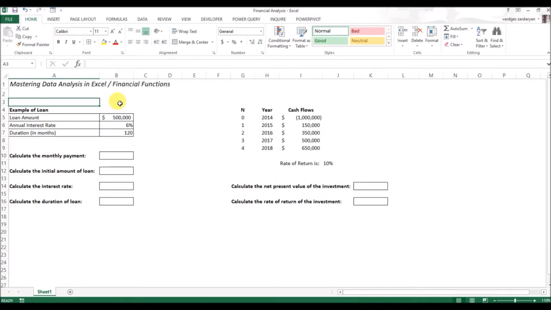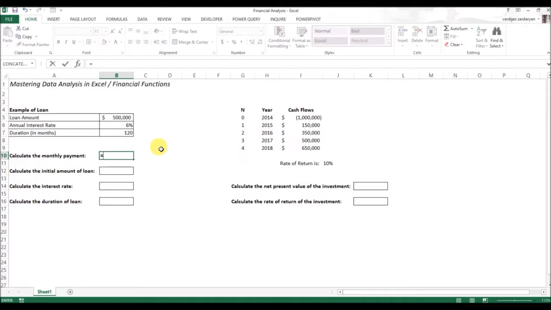Let's consider a loan with $500,000, annual interest rate is 6%, and duration is 10 years or 120 months. Now, if we want to calculate the monthly payment for such a loan as an annuity, it means with constant payments and constant interest rates, we can use the PMT function.